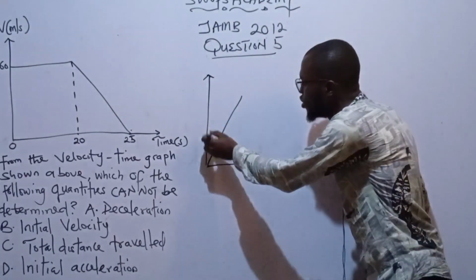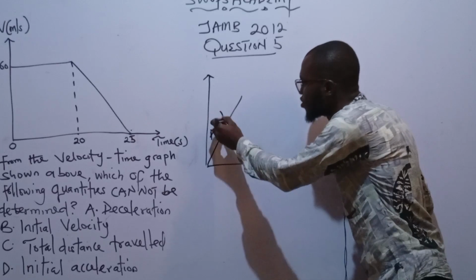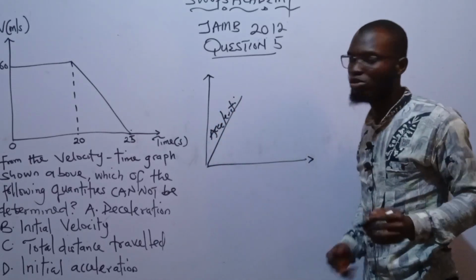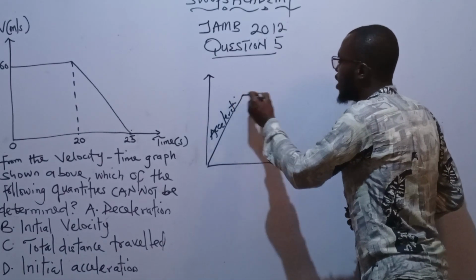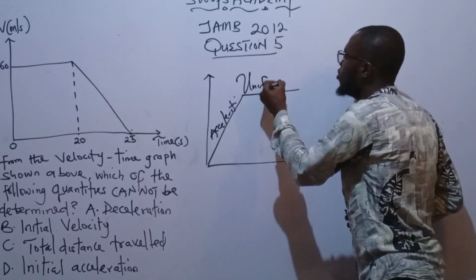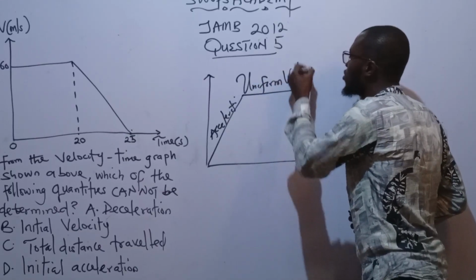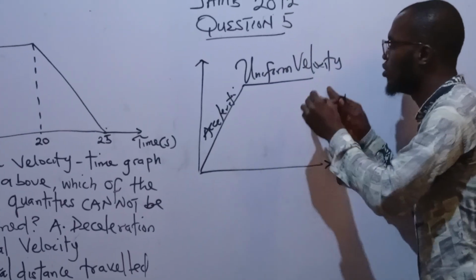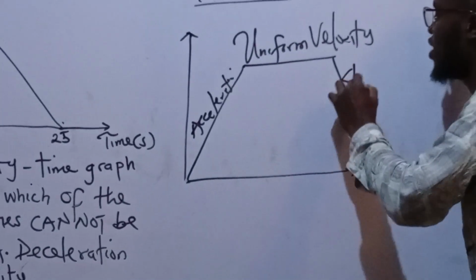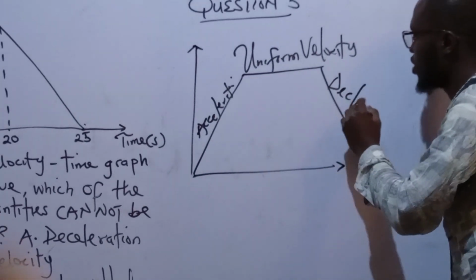So we call this acceleration of an object. Are we together? The next thing we have: when it reaches here, it can move like this. We call it uniform velocity. Then the body can later come to rest like this. We call it deceleration.